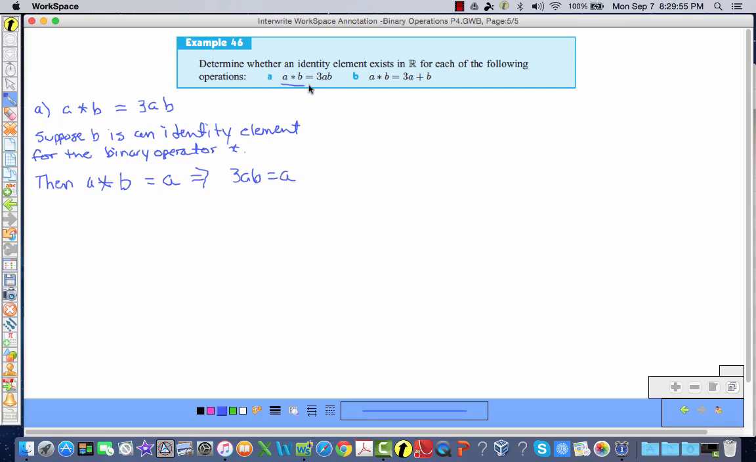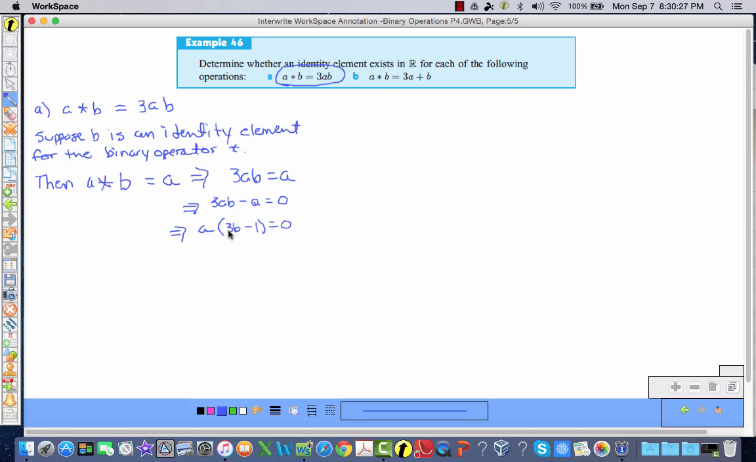Why? Well, we have defined that operation, A star B equals 3AB. So I'm just replacing A star B with 3AB. And if this is true, with a little bit of algebra, subtracting A from both sides, I get 3AB minus A is equal to 0.